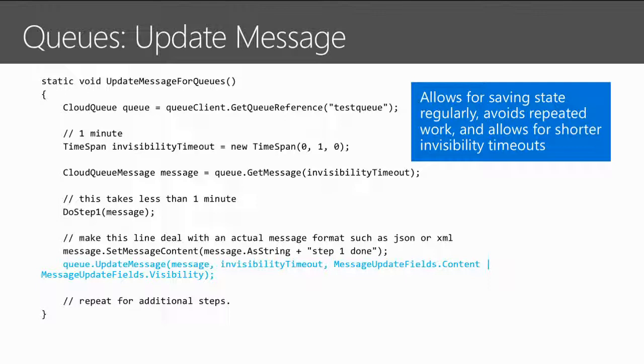The other way it could happen is you get nearly done, right? You're an hour and 58 minutes in, you're almost done, and then it fails. And now somebody else still has to pick it up and reprocess the whole thing. Update message solves both of those. So update message allows you to update both the invisibility timeout and the contents of the message.